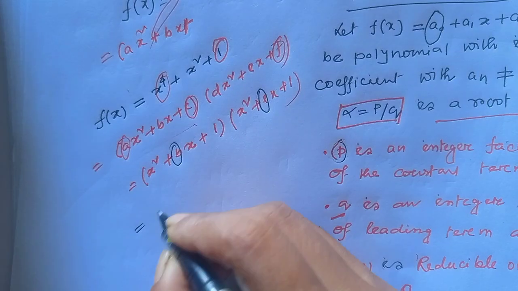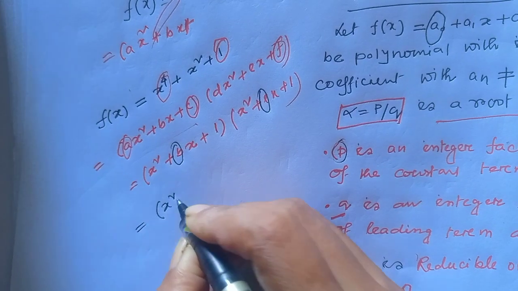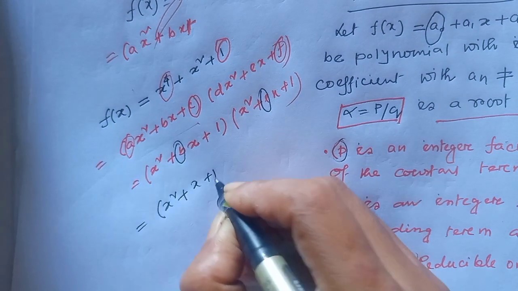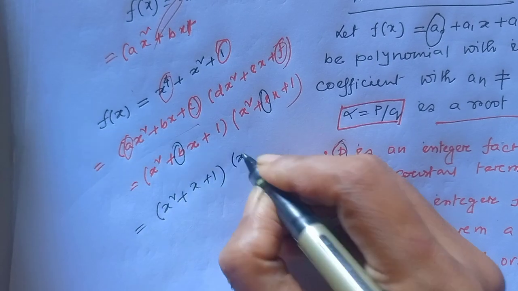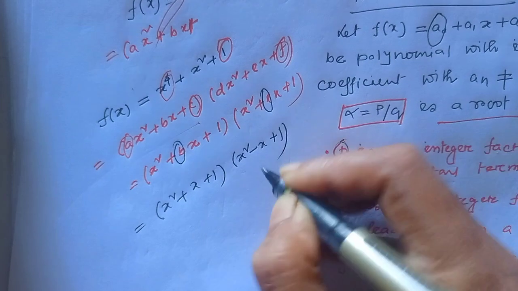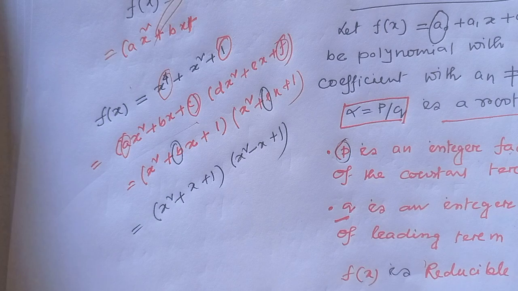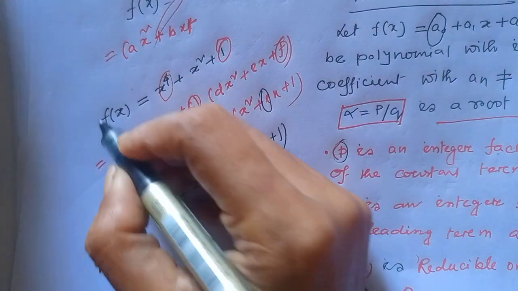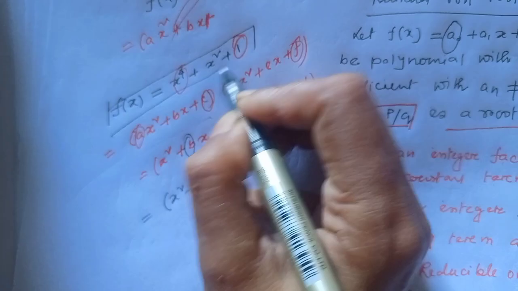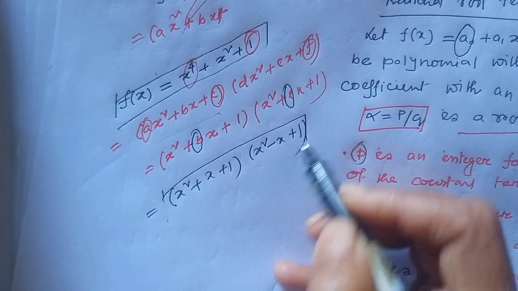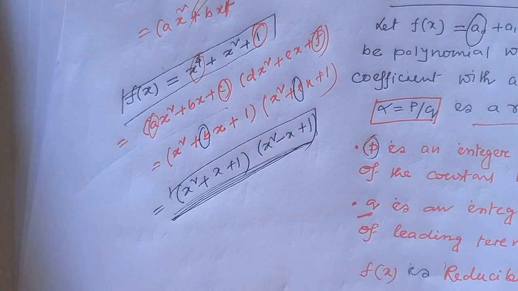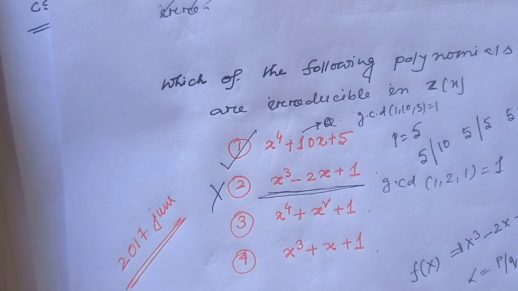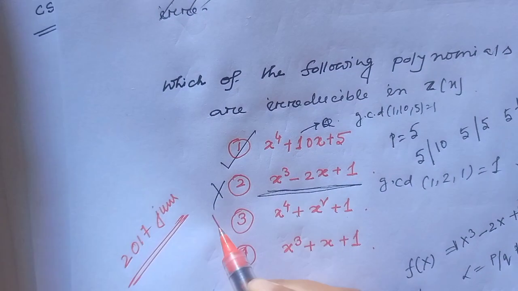Notice if you put b = 1, then this would be x² + x + 1, and if you put e = -1, then this would be x² - x + 1. Therefore f(x) we can write as a product of two irreducible polynomials. So f(x) is also a reducible polynomial.